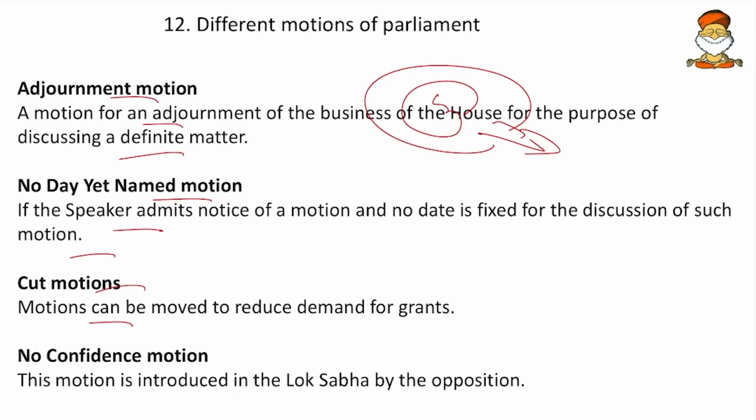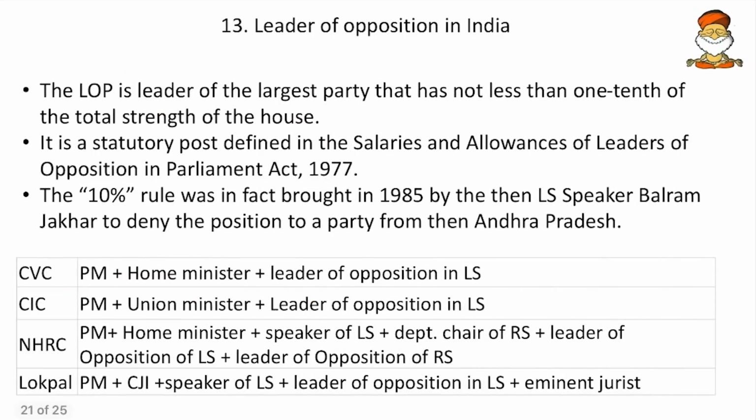Then cut motions. We have the policy cut, token cut and economic cut motions during the passage of the budget. And then comes the no confidence motion. If the no confidence motion comes, the government has to prove its majority on the floor. And this happens only in Lok Sabha. It doesn't happen in Rajya Sabha.